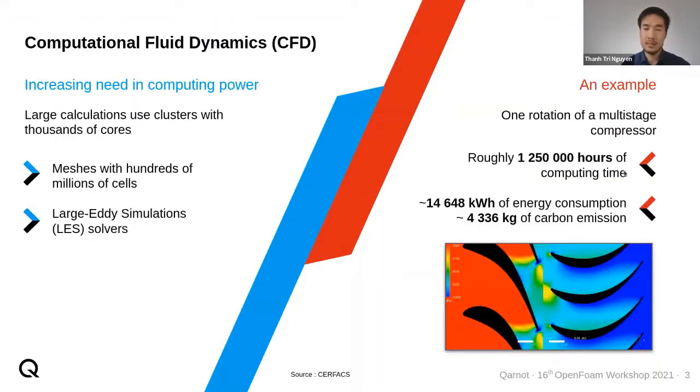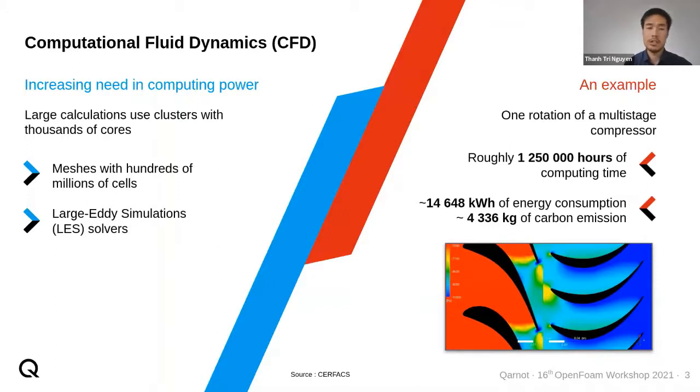And what about CFD in all of this? As you all may know, CFD uses a copious amount of computational power. Large calculations today are run on clusters with thousands of cores. Some of you may say that hardware today is becoming more powerful and more efficient, but that leads to a vicious circle. The more powerful and more efficient hardware creates a rebound effect and opens the door for even larger computational loads.